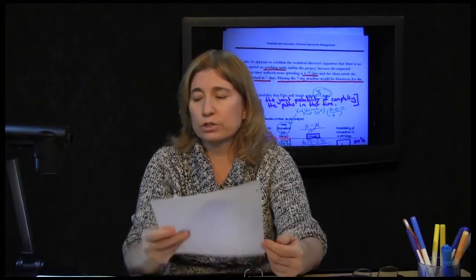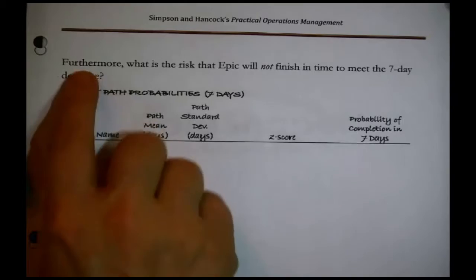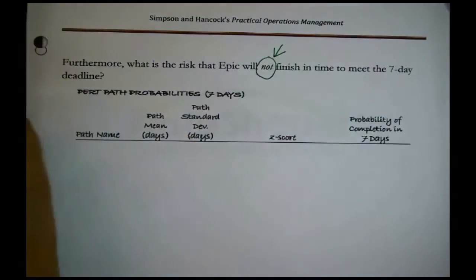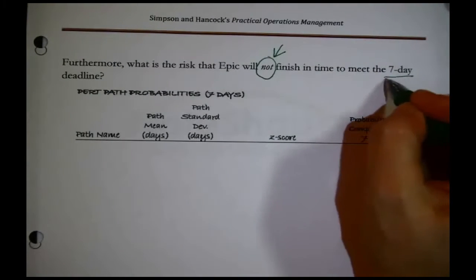Now we turn our attention to the disastrous if we miss the 7-day deadline, and we ask the question again. Furthermore, what is the risk that Epic will, oops, and we need to be careful here. Notice this question is phrased slightly differently. Not finish in time to meet the 7-day deadline.